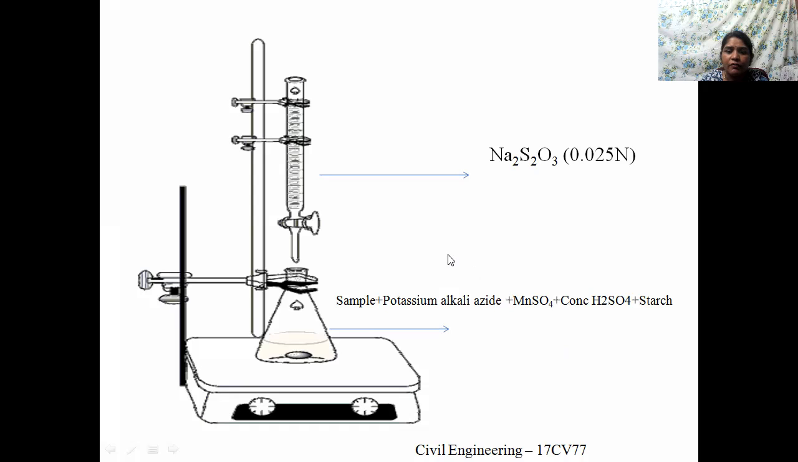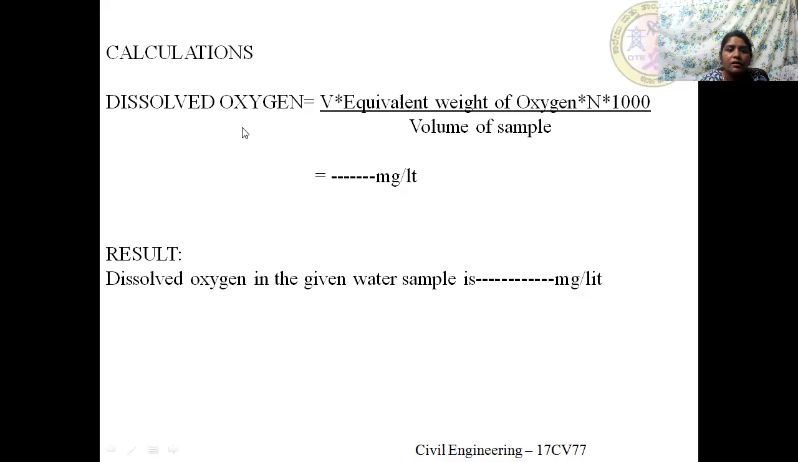So first, you observe whether it is dark yellow. If dark yellow, make it pale yellow. Then add the indicator starch. So the end point is blue to colorless. You note down the final burette reading as VM. Next, you proceed on with the calculations.